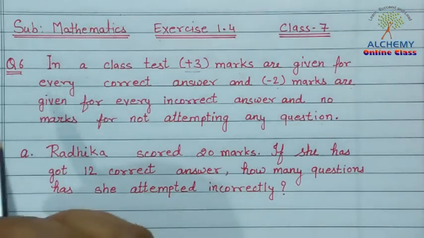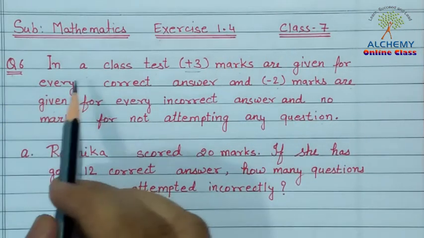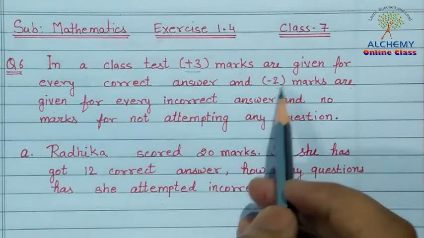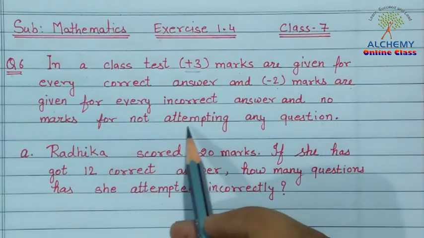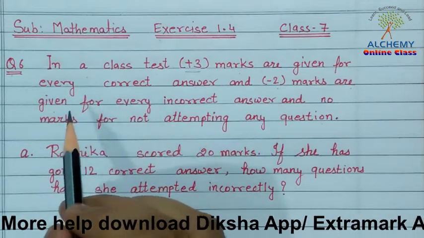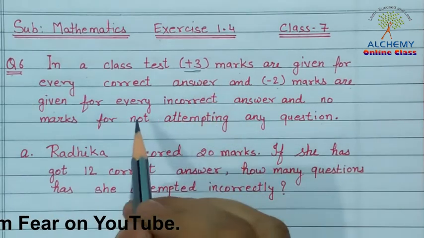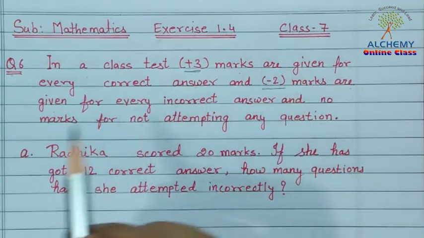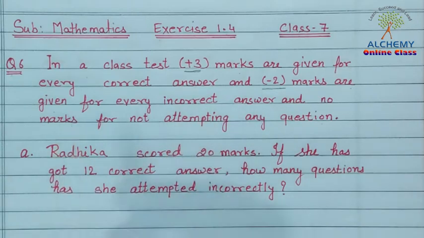Now, the next question that we are going to take from exercise 1.4 of class 7 is question number 6. In a class test, plus 3 marks are given for every correct answer and minus 2 marks are given for every incorrect answer and no marks for not attempting any question. So according to the given information, if any student attempts a question correctly, he gets plus 3 marks. If any student attempts a question incorrectly, he gets minus 2 marks. If he does not attempt a question, he gets 0 marks.